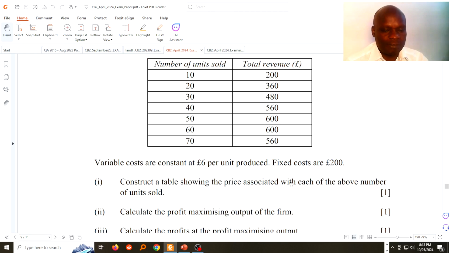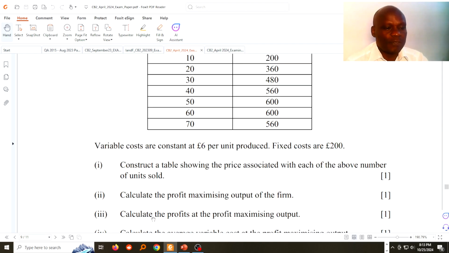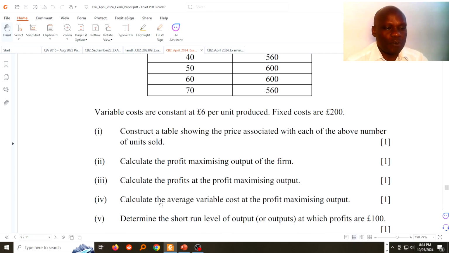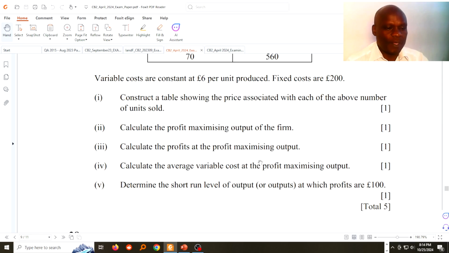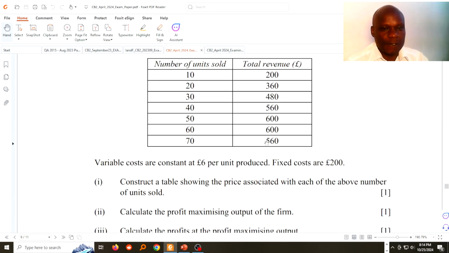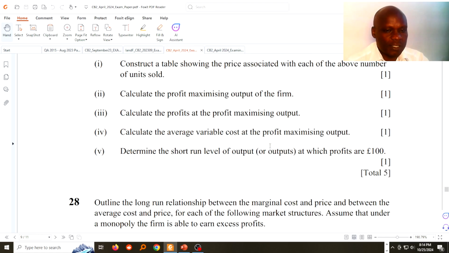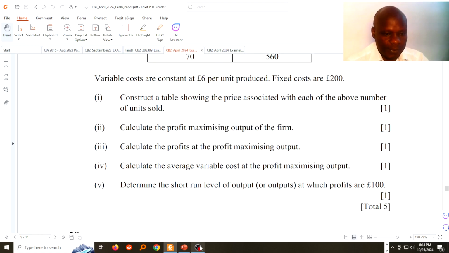Fixed costs are 200. Now, construct a table showing the price associated with each of the above number of units sold. Calculate the profit maximizing output of the firm. Part 3, calculate the profits at the profit maximizing output. Part 4, calculate the average variable cost at the profit maximizing output. Part 5, determine the short run level of output or outputs at which profits are 100. So this is question 27. Let's see what the solution is.